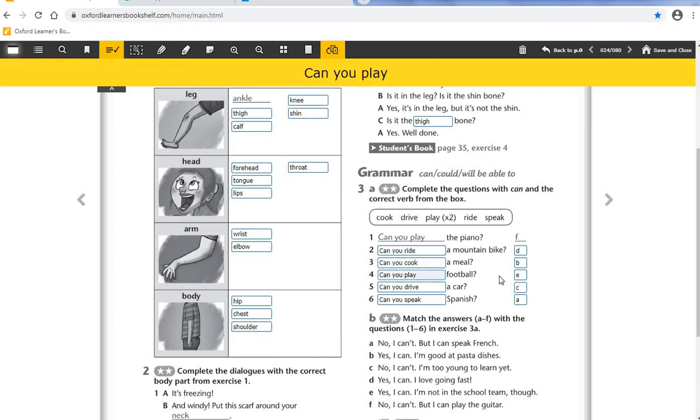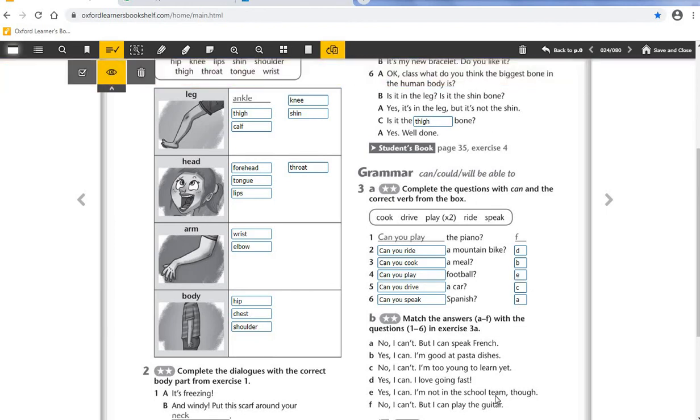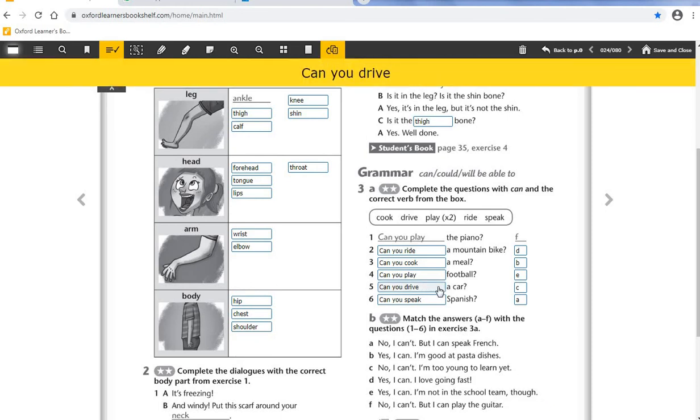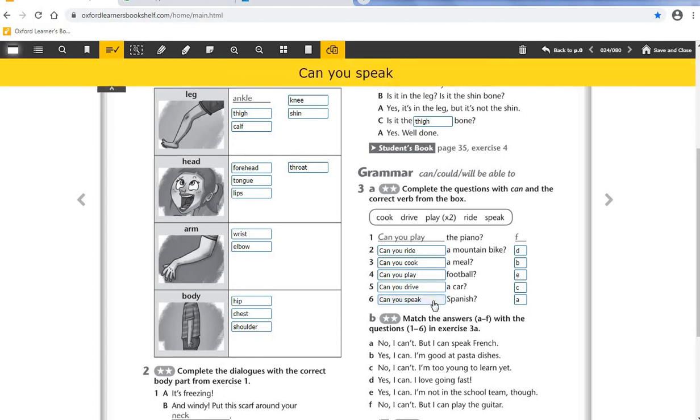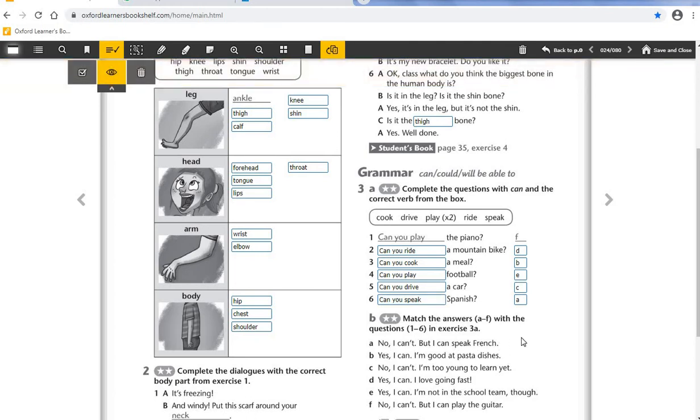4. Can you play football? It is E. Yes, I can. I'm not in the school team though. 5. Can you ride a car? It's C. No, I can't. I'm too young to learn yet. And 6. Can you speak Spanish? It's A. No, I can't, but I can speak French.